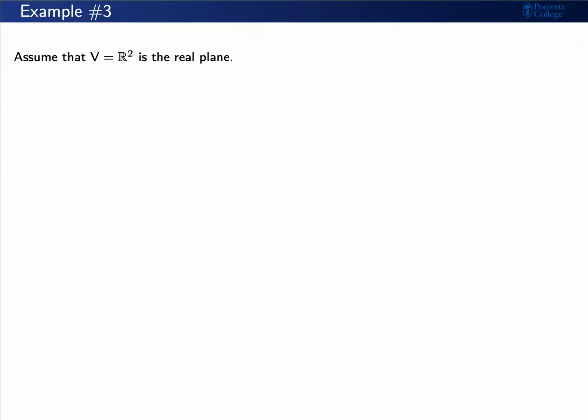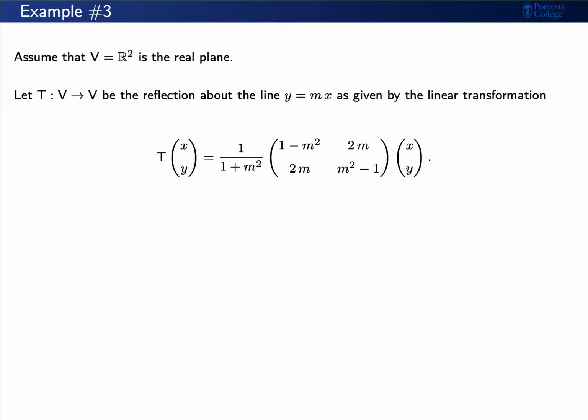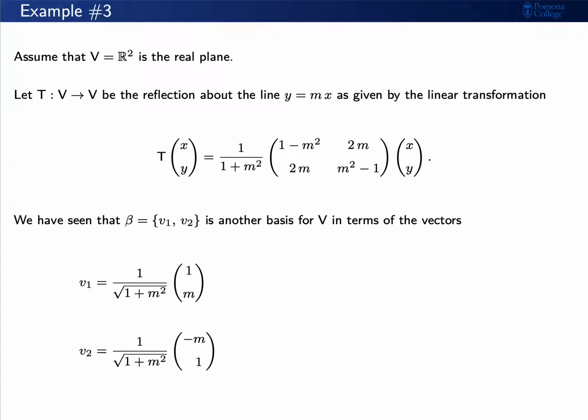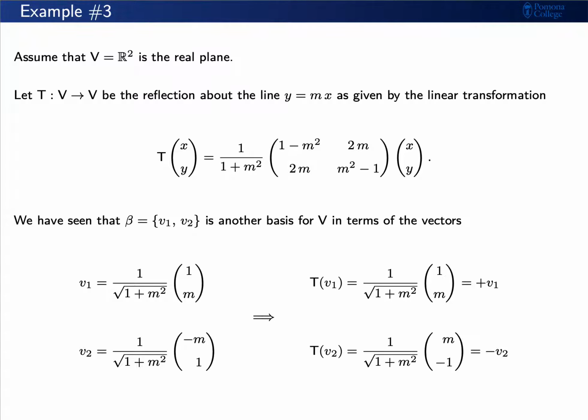As our third and final example, let's consider that linear transformation which is reflection about the line y equals mx. We've seen before that if we choose our bases in terms of v1 and v2, as you see here on your screen, then this linear transformation sends these vectors in a rather simple way. T of v1 is plus v1, and T of v2 is negative v2. You may recall that v1 is in the direction of the line y equals mx, whereas v2 is in the direction perpendicular to this line.